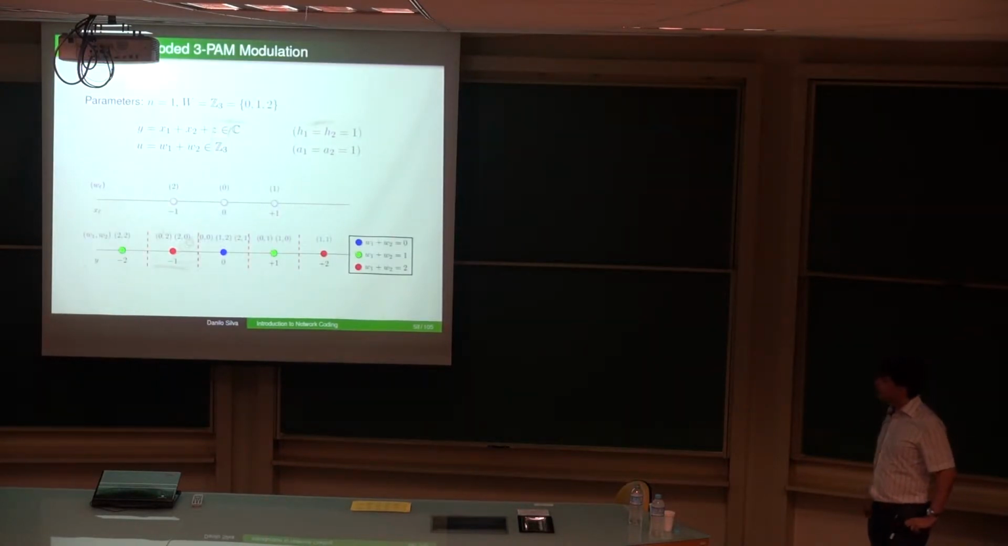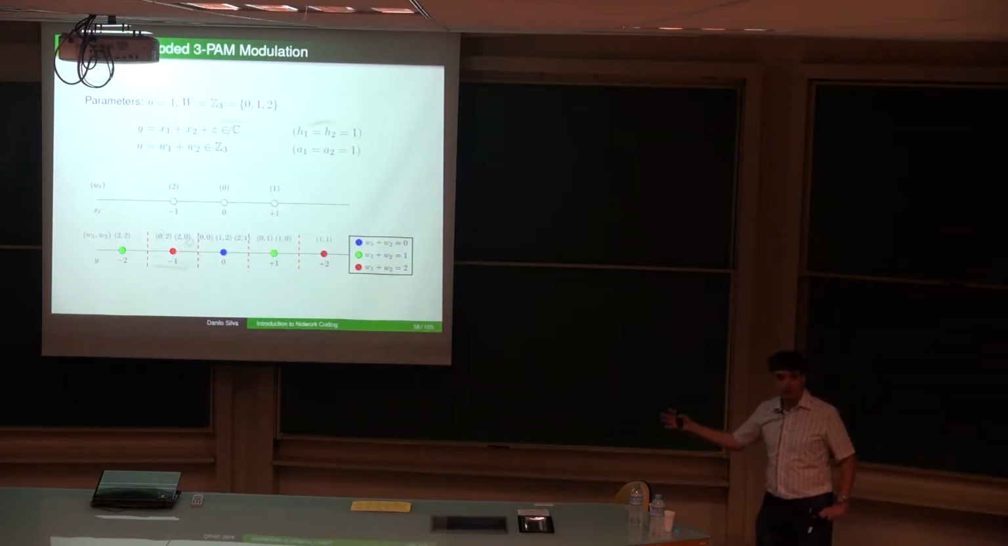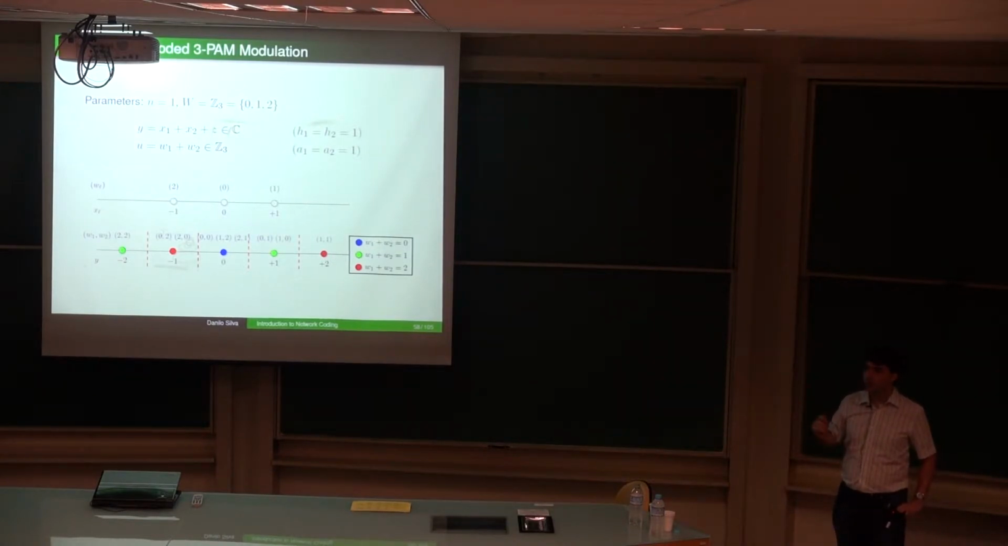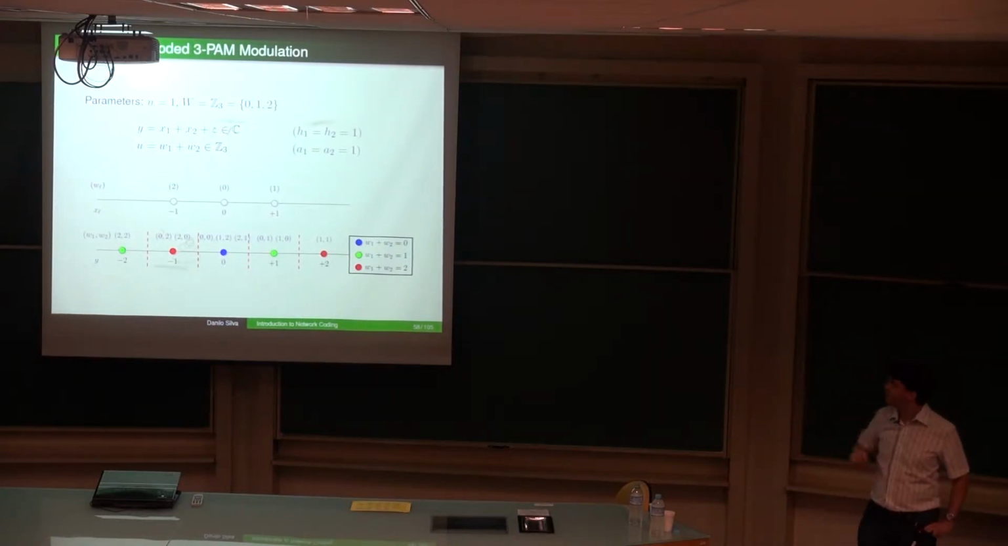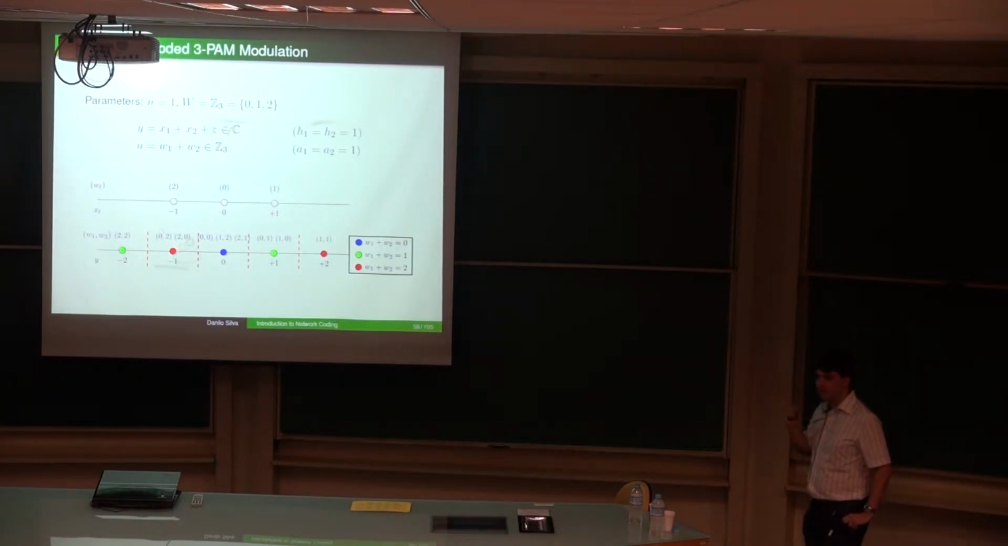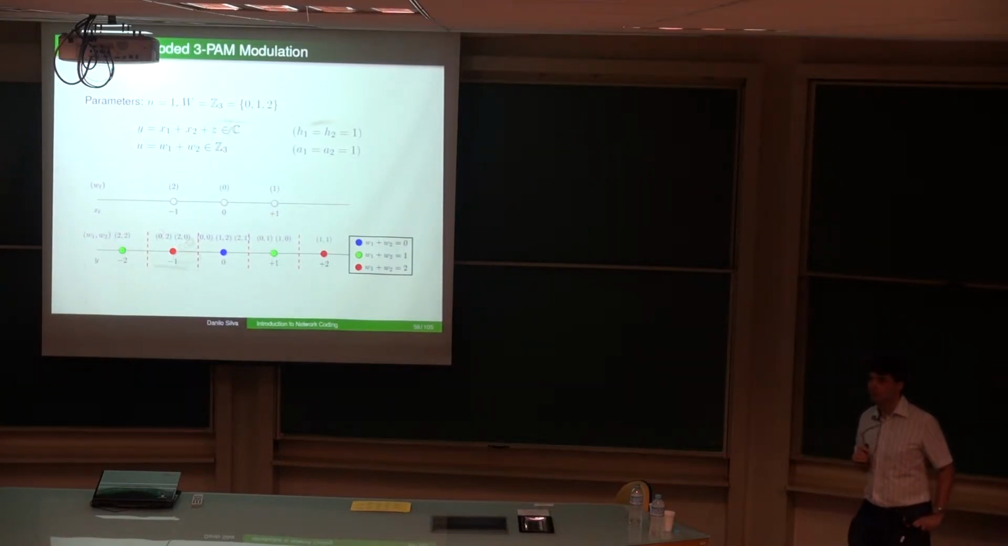So let's see a few more examples. My goal here is to try to give you some intuition about how we will address this problem. If you understand this example, I think you have enough intuition to understand what will come after that. So let's suppose now we have a 3-PAM constellation. We want to send 3 symbols that are encoded as -1, 0, and +1.